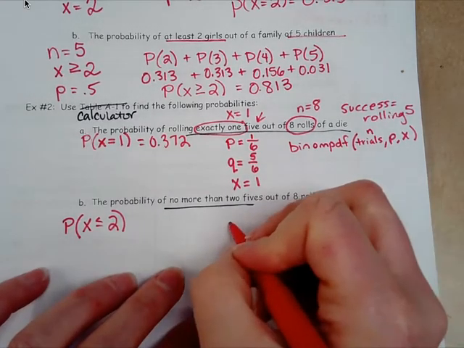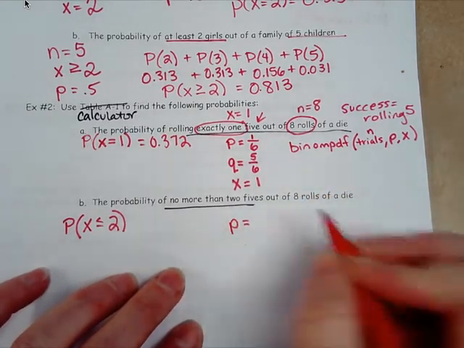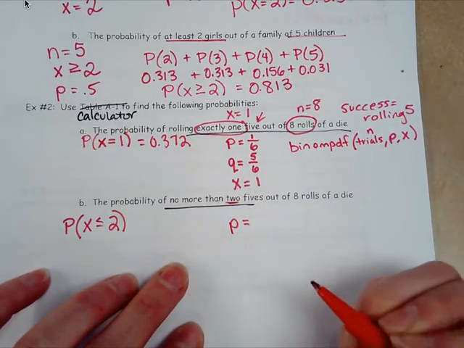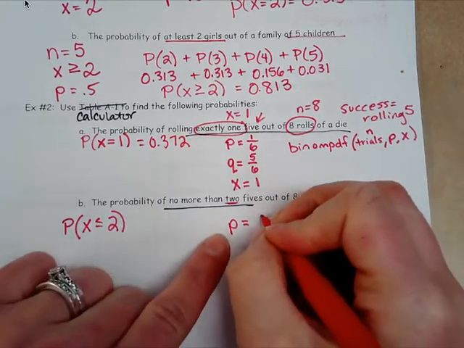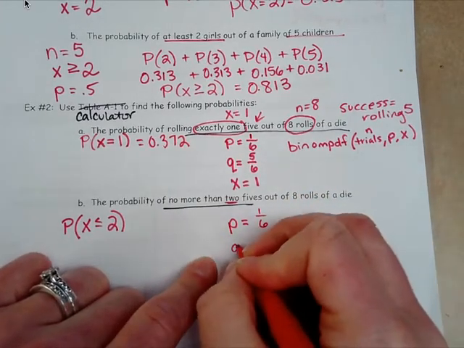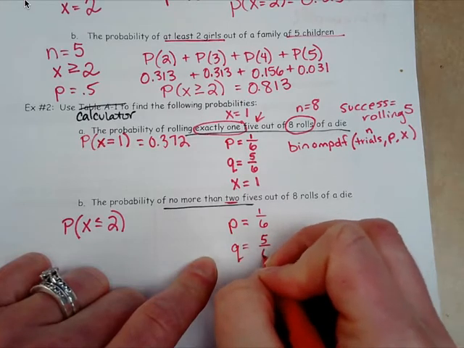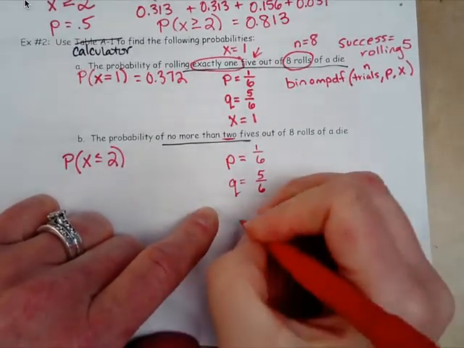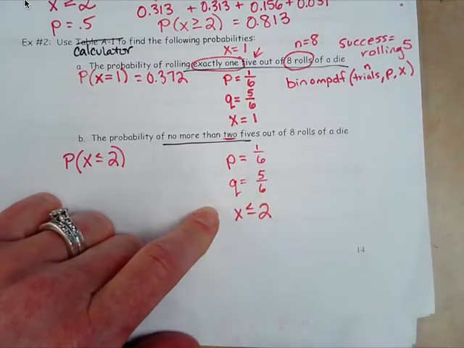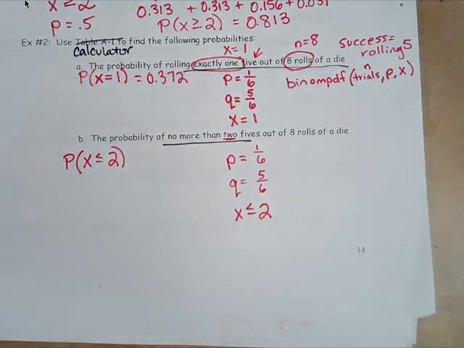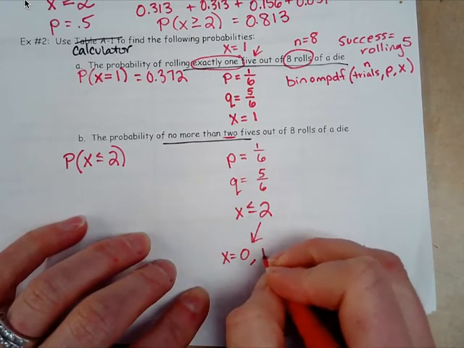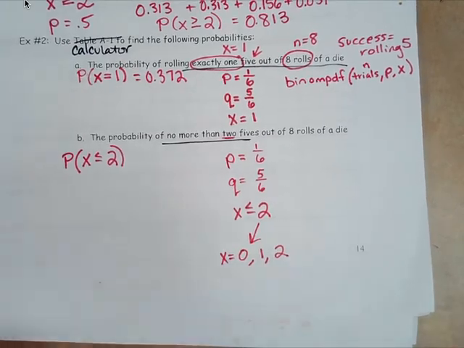So we have the same thing. We have p, but this one we're going to have x as 0, 1, or 2, right? So p is still 1/6. We don't really need q, but I'm going to go ahead and write it. And then our x is less than or equal to 2. So in the previous lesson, I taught y'all, well, this means that x could equal 0, 1, or 2. So you'd have to find each one.